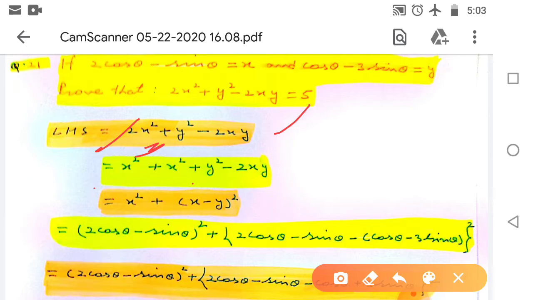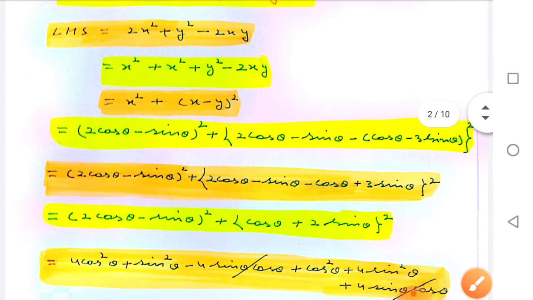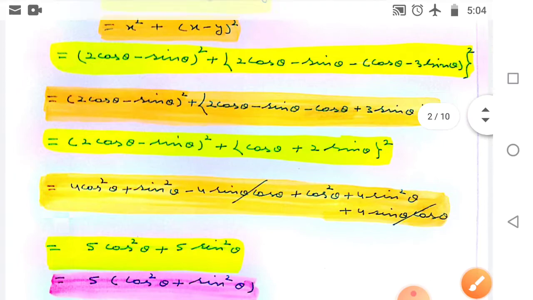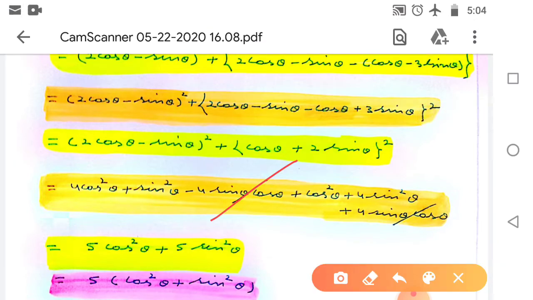Okay. So, here the trick is instead of writing 2x square, we write x square plus x square, and we simplify it with x square plus x minus y whole square. Now, put the values of x and y here and open the brackets with a minus b whole square and a plus b whole square, and ultimately minus 4 sin theta cos theta is gone with plus 4 sin theta cos theta, and we get 5 cos square theta plus 5 sin square theta. You can take 5 common, so it becomes sin square theta plus cos square theta, right.